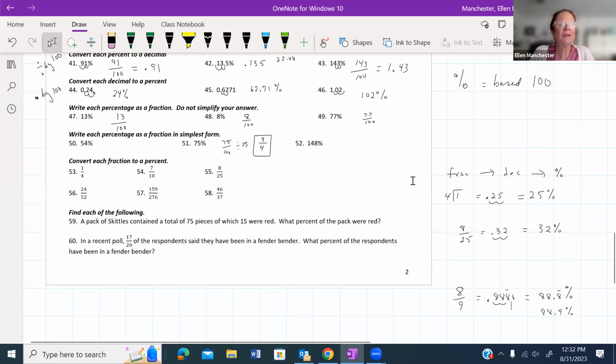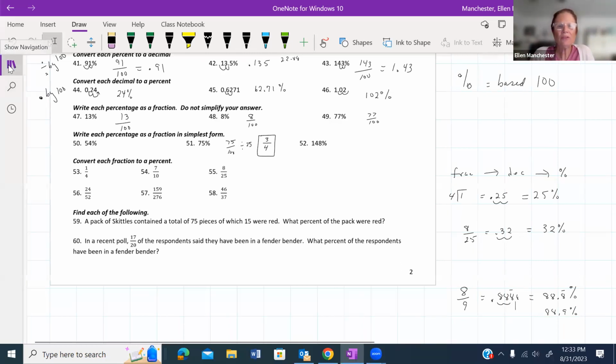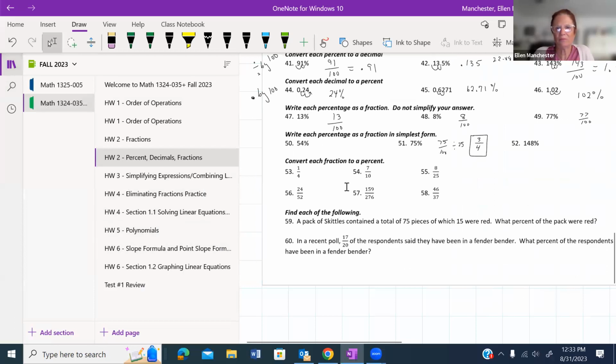If you love to shop, you go to the store, you have a 25% off, you can find out how much the price is. 25 out of 100 is 1/4, so you're getting a 1/4 of the price. Okay. All right, any questions on the fractions, decimals or percentages?